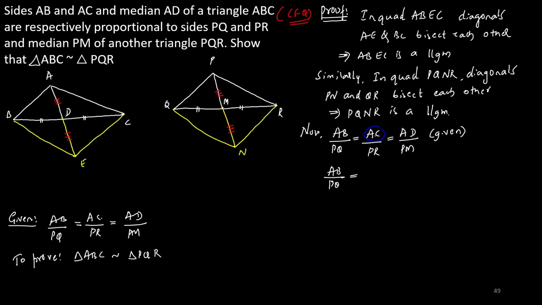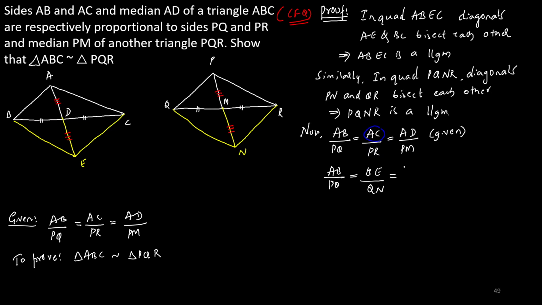Equal diagonals? No, not equal diagonals, child. AC is not a diagonal there. Opposite sides of a parallelogram. Very good. Swati is getting it. Yes, very nice. Opposite sides of the parallelogram. So in place of AC, I will write it as BE. And in place of PR, I will write it as QN.